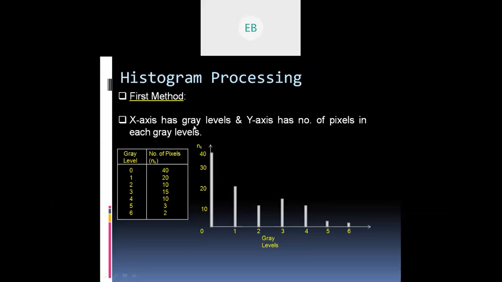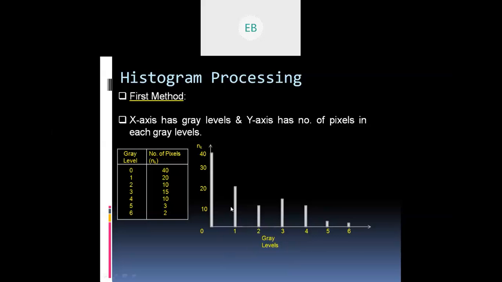The first method is, see, you are using the x and y axis, where the x axis represents the gray levels of the image and the y axis represents the number of pixels each gray level has. Suppose we are representing these gray levels on the x axis from 0 to 6. That is, we have a total of 7 gray levels in this image.